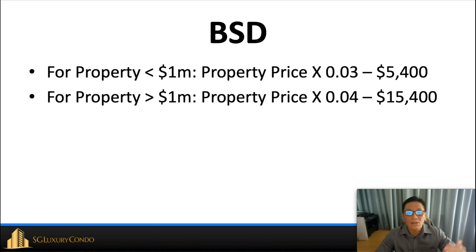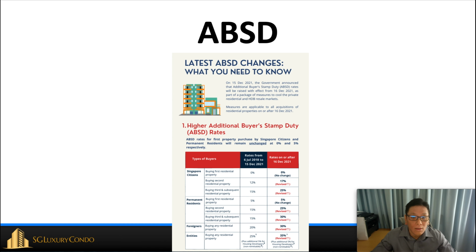So let's look at buyer stamp duty. For buyer stamp duty, there are 2 formulas to calculate. For property that is less than 1 million, the buyer stamp duty calculation will be the property price multiplied by 3% minus 5,400. For property that is above 1 million, you take the property price multiplied by 4% minus 15,400.